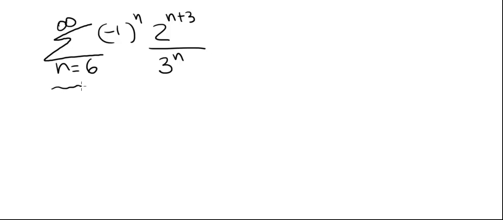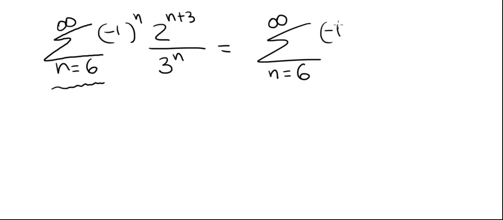Note that this series starts at 6, which is an unusual starting place for us because most of the examples we looked at were when the series starts at 0, 1, or 2. So let's first rewrite it in a slightly nicer way. This is a series from 6 to infinity of (-1)^n, 2^n times 2 cubed over 3^n.